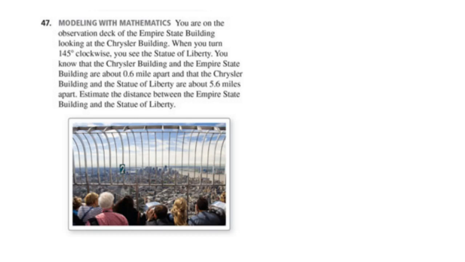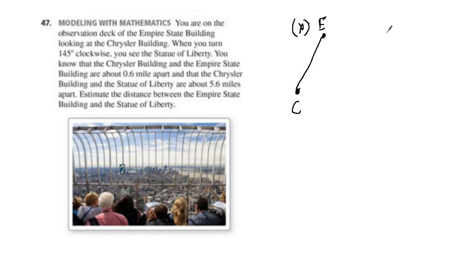You thought we were done? No, we're not. Okay, you are on the observation deck of the Empire State Building. So let's say this is the Empire State Building, E. And then you're looking at the Chrysler Building. So this is U right now. So U, Chrysler Building. This is what you're looking at.